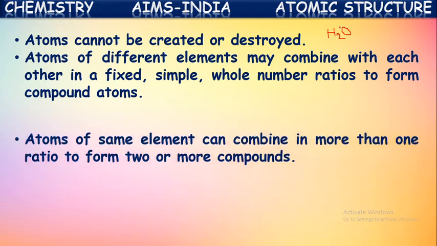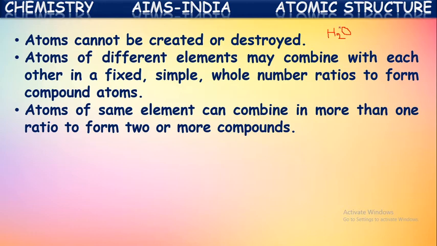One more point in Dalton's theory is that atoms of the same element can combine in more than one ratio to form two or more compounds. Yes, it is also true. Just now we have seen hydrogen and oxygen combine in the ratio 2:1. The same elements may combine in another ratio. If these two combine in some other ratio like 2:2 or 1:2, then they form one more compound, which is called hydrogen peroxide. So what is the conclusion here? Atoms of the same elements may combine in more than one ratio to form two or more different compounds.